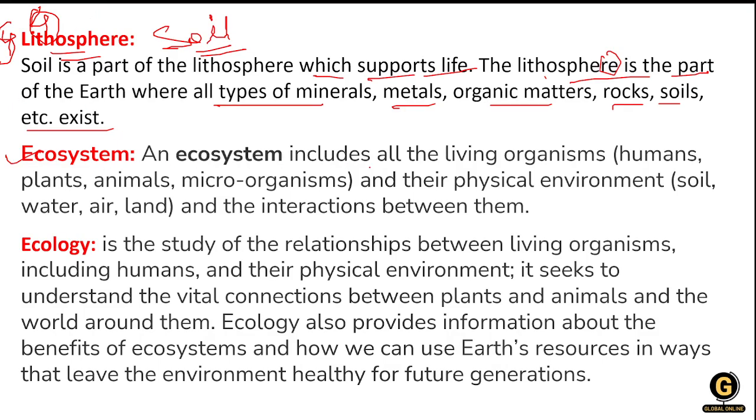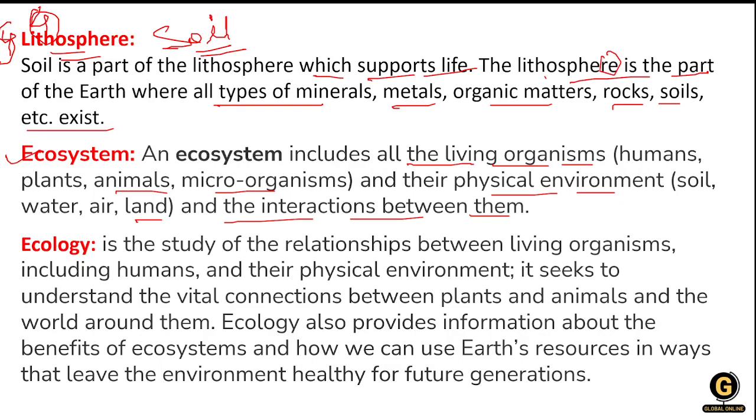What is ecosystem? It includes all the living organisms, humans, plants, animals, microorganisms, and their physical environments like soil, water, air, and land, and the interaction between them. Clear? We have interaction between living organisms and their physical environment. Understanding? The interaction between those is called ecosystem. Understanding? Then there is ecology, a different concept.